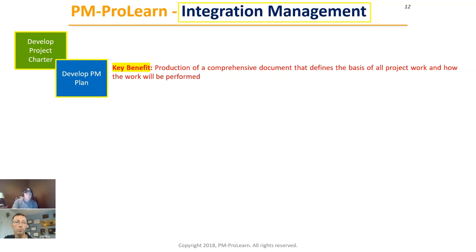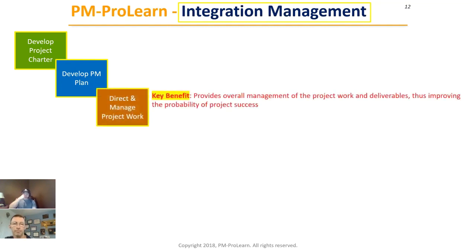This is blue because it's planning. That's our PM-ProLearn color for planning. This is really where you edit and assemble all the different parts of the plan. You may have a scope management plan, a cost plan, a schedule plan, all these things. You have to bring them together and make sure they all work well, with no conflicts between the different parts of your plan, because you have to have something that covers all of your project.